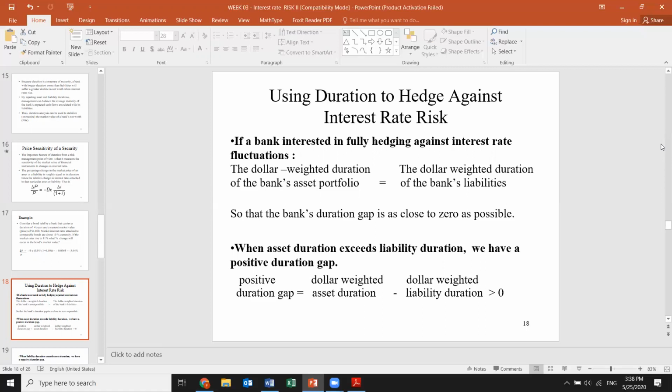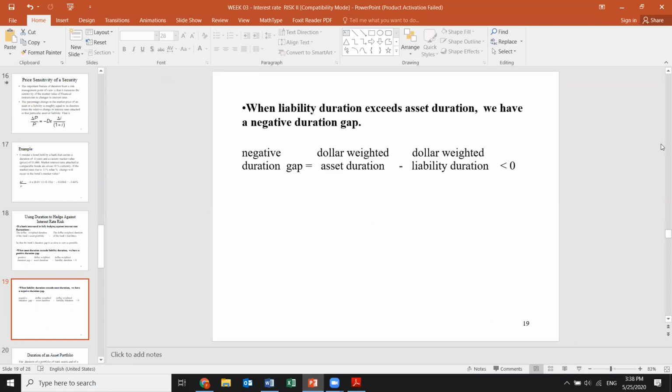So when asset duration exceeds the liability duration, we have a positive duration gap, like with the repricing gap. That positive duration gap is equal to dollar weighted asset duration minus dollar weighted liabilities duration. So when the liability duration is more than asset duration, that logically gives us a negative duration gap, and we have less than 0 as the result.